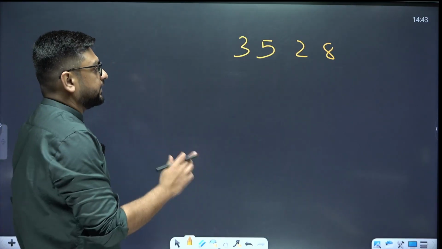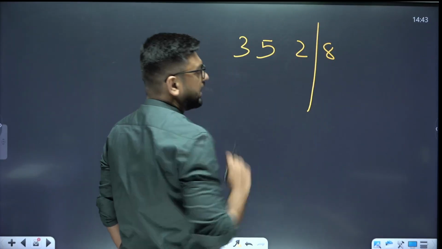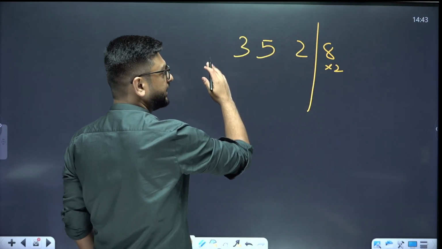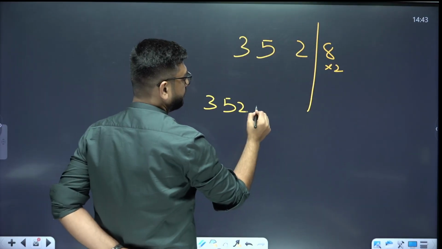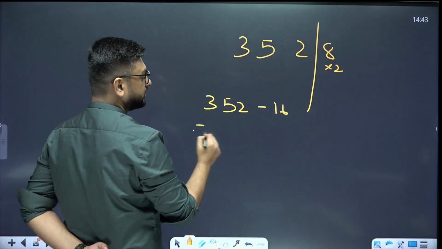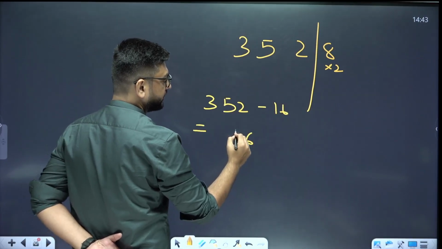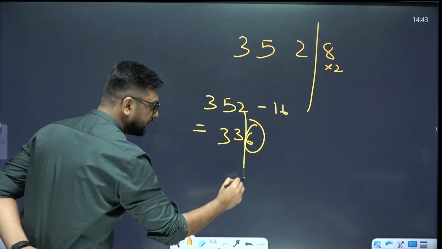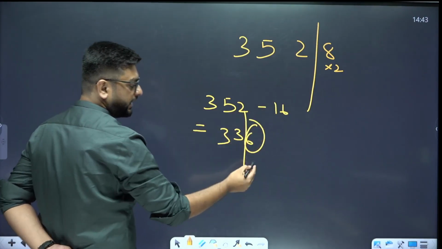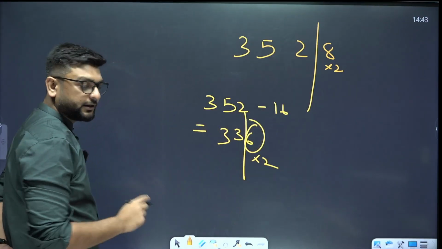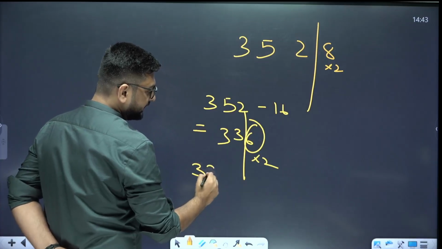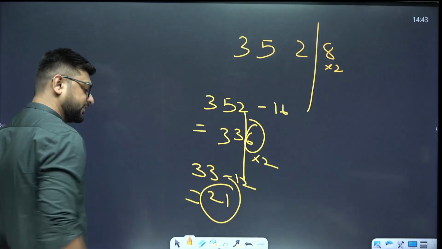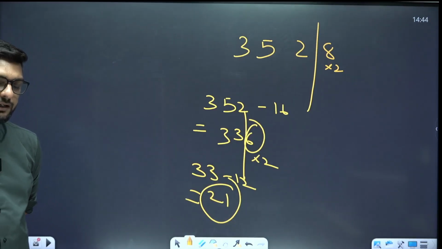Okay. See, what will I do? I'll separate the unit digit, multiply it by 2, and subtract it from the remaining number. That is 352 minus 16. This will come as 336. Now again I'll do the same thing. I'll separate the unit digit, multiply it by 2, and subtract it from 33. That will be 33 minus 12, which comes as 21. And 21 is divisible by 7. Is it clear?